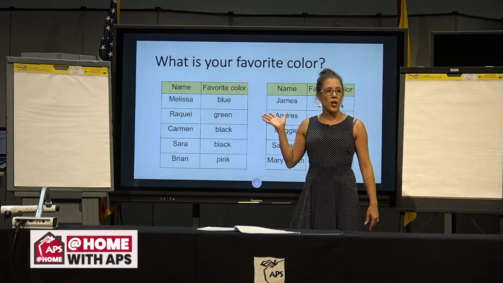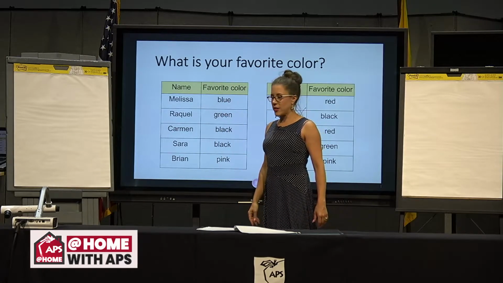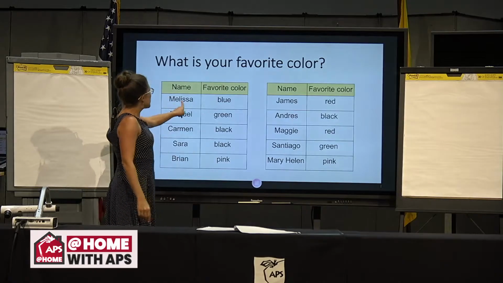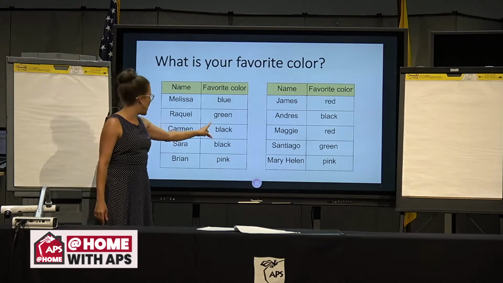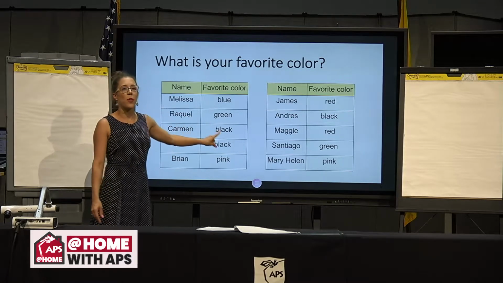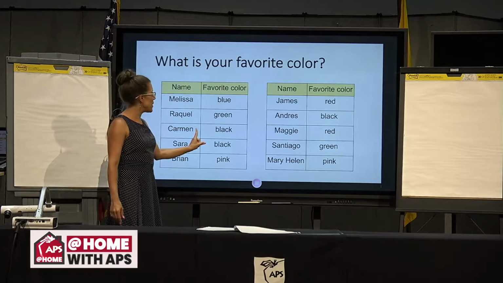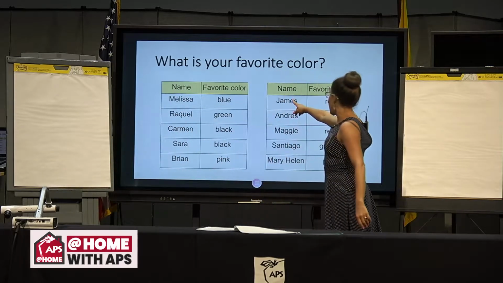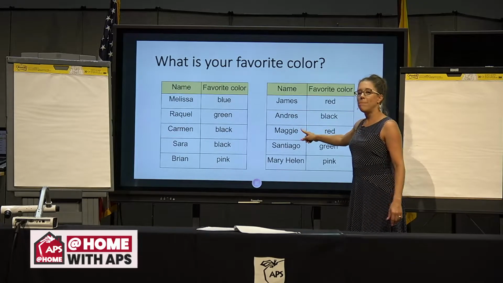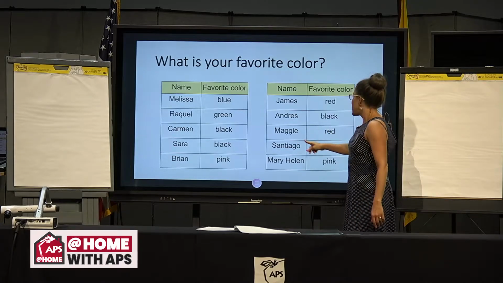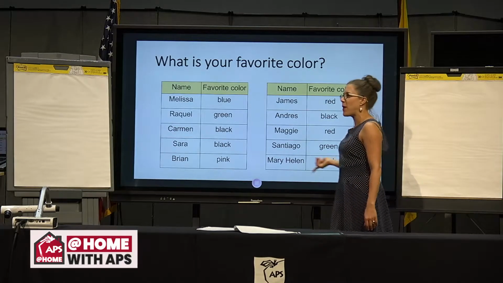So here I made a little chart. I wrote their names and then I wrote their favorite colors. So we'll go through this chart right now. So Melissa's favorite color is blue. Raquel's favorite color is green. Carmen's favorite color is black. Sarah's favorite color is black. Brian's favorite color is pink. James's favorite color is red. Andres's favorite color is black. Maggie's favorite color is red. Santiago's favorite color is green. And Mary Helen's favorite color is pink.